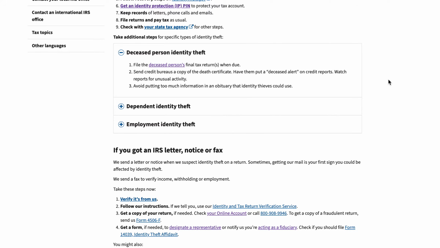Send all three of the credit reporting bureaus a copy of the death certificate, and then have them put a deceased alert on credit reports. And finally, don't put too much information in the obituary or online memorial pages because identity thieves are pretty good at social engineering, and they'll take any publicly available information and piece together information from various websites or sources to get even more in-depth information that they can use to steal a deceased person's identity. So don't let that happen to you.